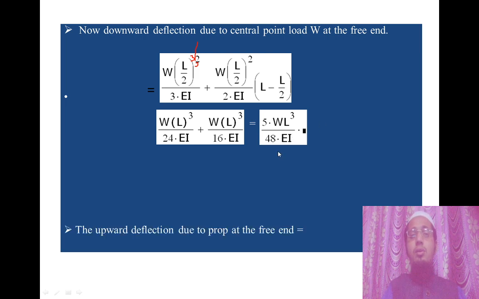Now what about the upward deflection due to the prop at the free end? This prop will act as a point load at the free end, and we know that for a point load at the free end, the maximum deflection at the free end in case of a cantilever is WL cube by 3EI. In our case, this W is nothing but our prop reaction, meaning RB into L cube divided by 3EI.